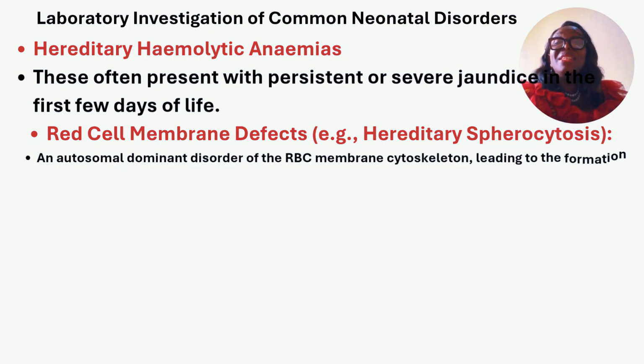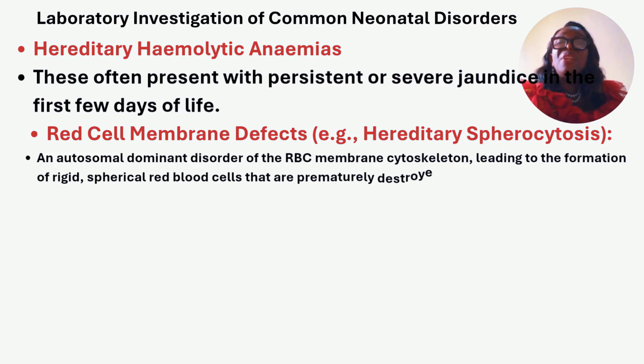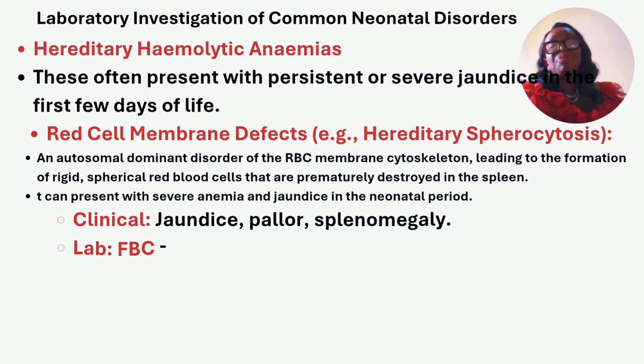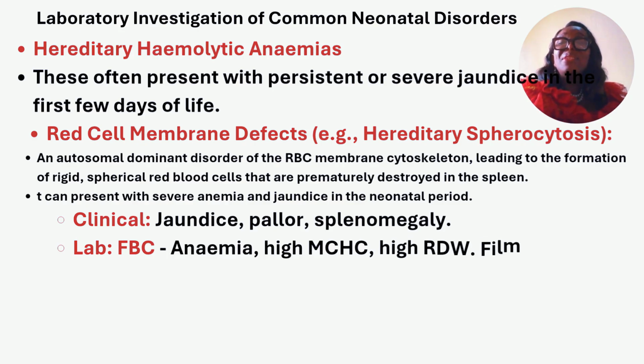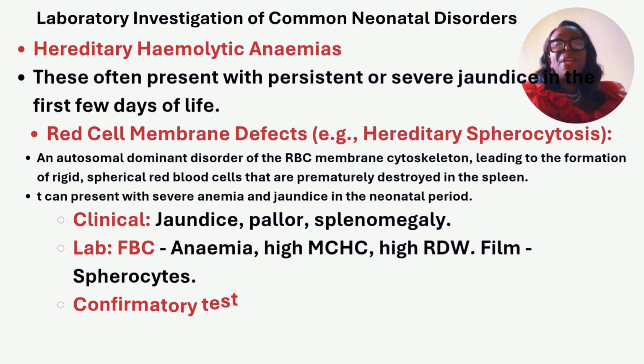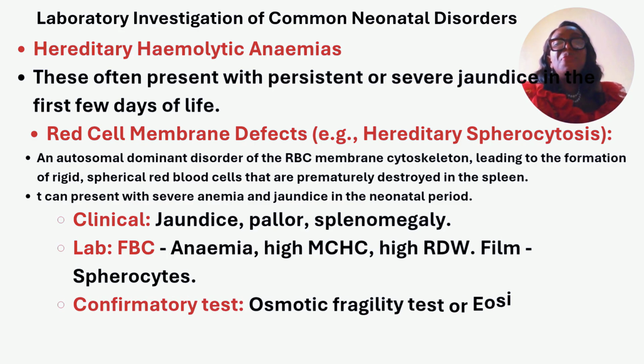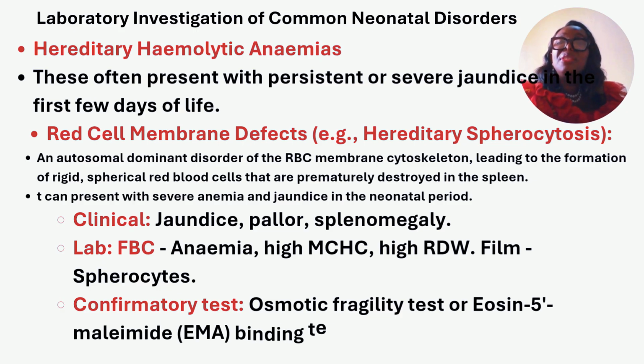Hereditary hemolytic anemias. These often present with persistent or severe jaundice after a few days of life. It can be a result of red blood cell membrane defects, for example in hereditary spherocytosis. It can also be a result of enzyme defects.